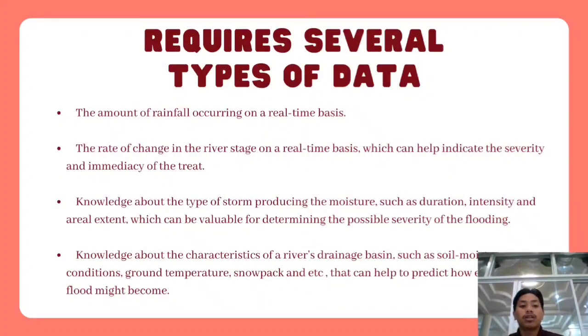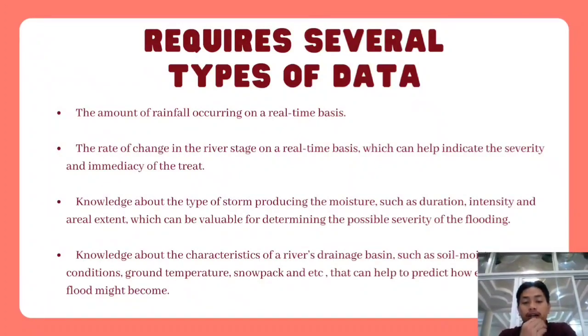So the third one is knowledge about the type of storm producing the moisture, such as duration, intensity, and areal extent, which can be valuable for determining the possible severity of the flooding. So yun nga, for example sa PAGASA, binibigyan tayo ng idea para maiwasan yung gagawin natin pag may paparating na panganib.